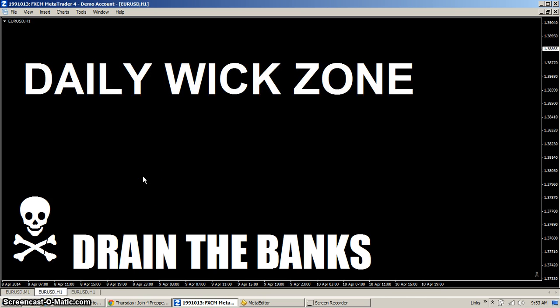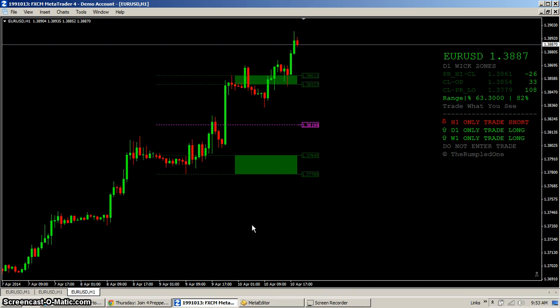Today's topic, the daily Wick zone. As you guys know, I like to code. I do a lot of coding, so I change things around. Today, what I've done is I've incorporated pretty much everything you need to know about the daily Wick zone trade into the indicator. I added a few things just so you can put the one indicator on your chart and be done with it.